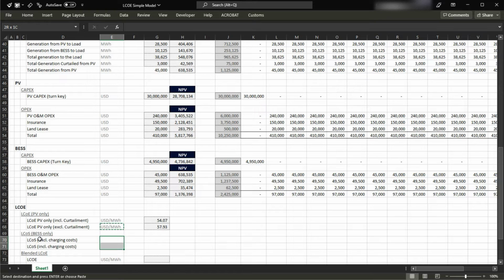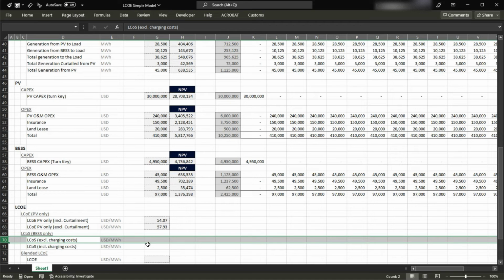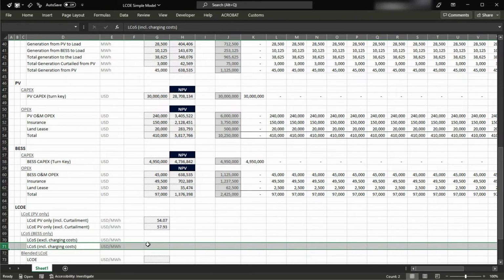Basically here we're going to calculate the LCOS only considering the capex and the opex of the battery system as if the energy to charge it were free. If we were to have free charging costs for our battery, how much would the LCOS be? That's what we're going to calculate in here. And in the row below, we're going to calculate how much the levelized cost of storage is if we were to consider the charge costs.